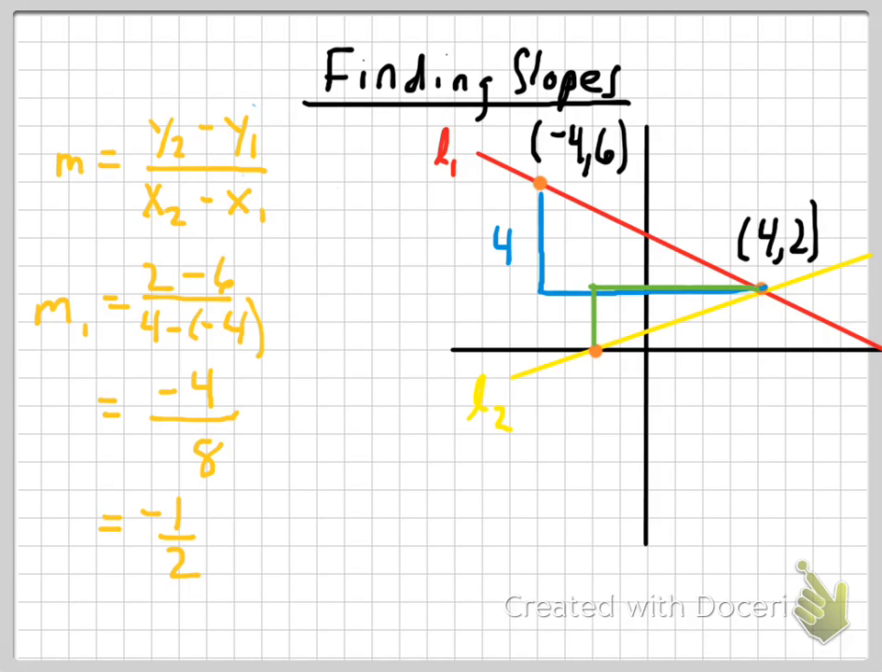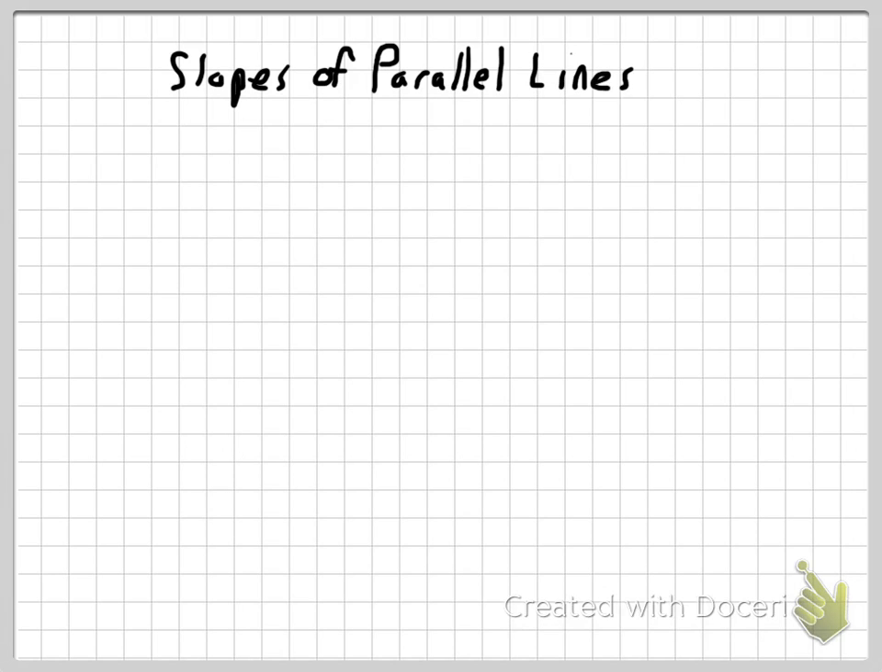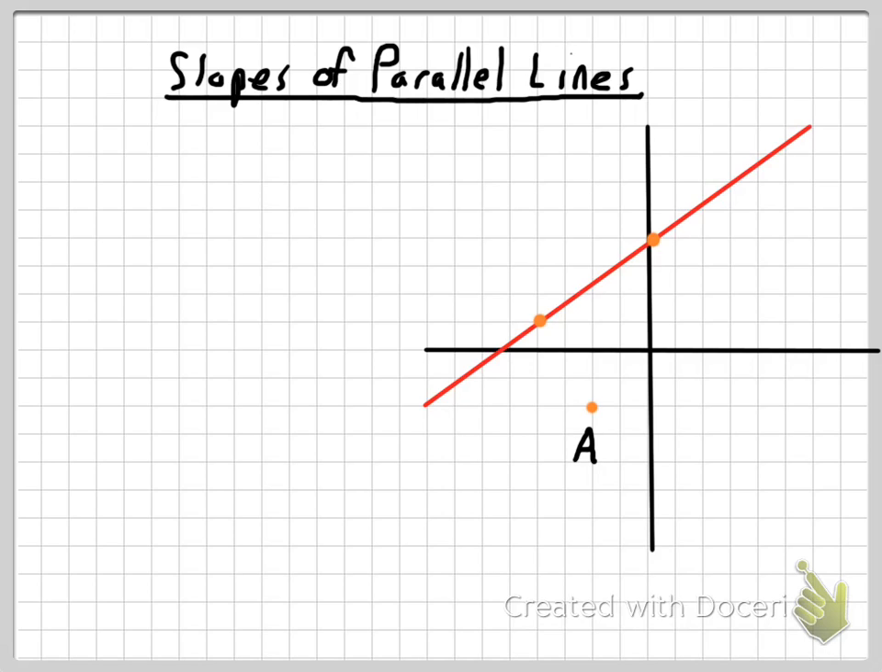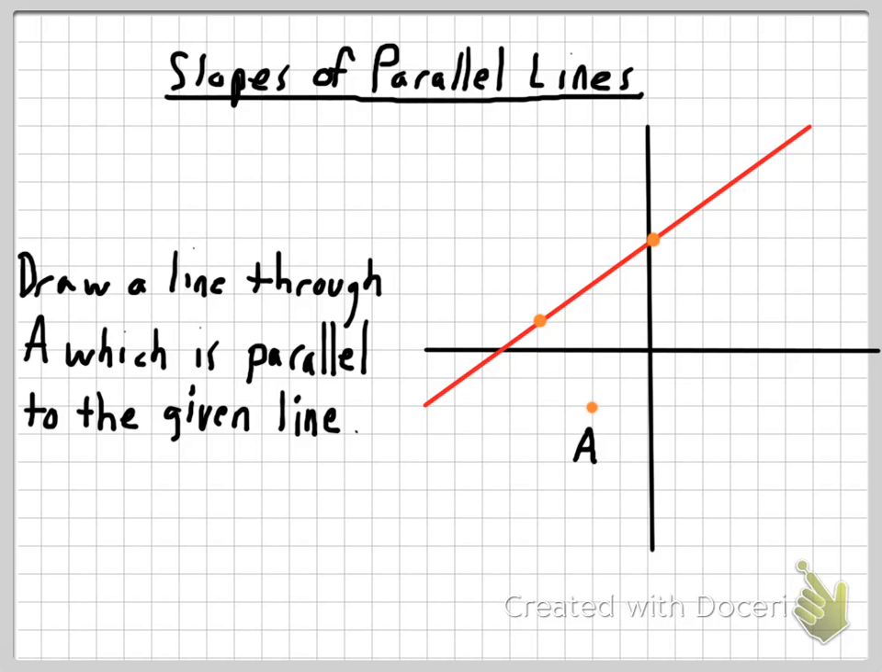That was goal 1. The second goal, remember, is that we're going to be finding slopes of parallel lines, or rather using slopes to determine if two lines are parallel. Alright, and here's what I would like us to do with this picture that you see. I want us to draw a line through that point A that you see on the screen, which is parallel to the given line, the one that's already there.